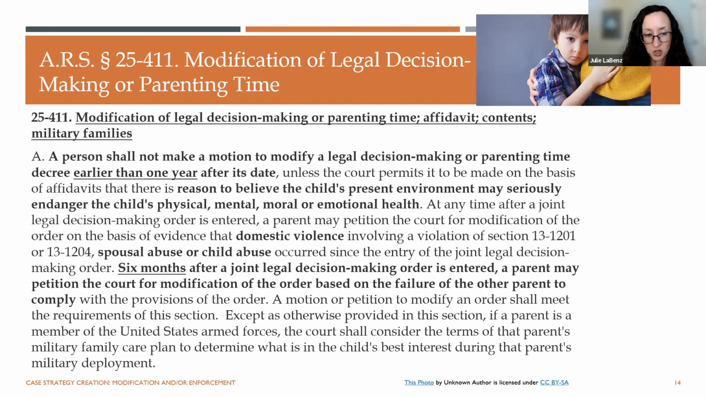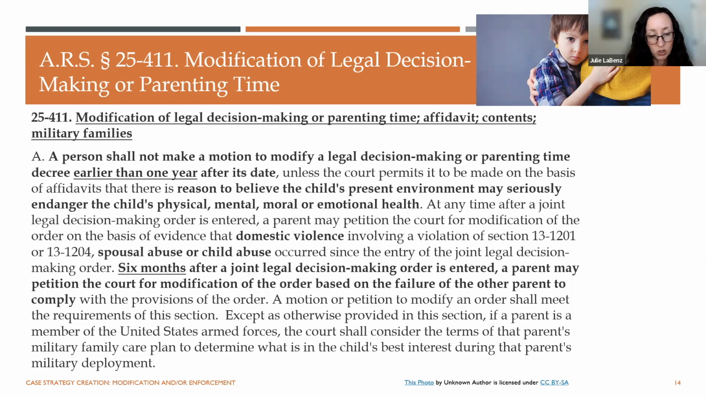However, there are exceptions. You can seek to modify decision-making or parenting time earlier than 1 year if you can show that you have reason to believe your child's present environment may seriously endanger your child's physical, mental, moral, or emotional health. At any time after a joint legal decision-making order is entered, a parent may petition the court for modification of the order on the basis of evidence that domestic violence, spousal abuse, or child abuse occurred since the entry of the joint legal decision-making order.